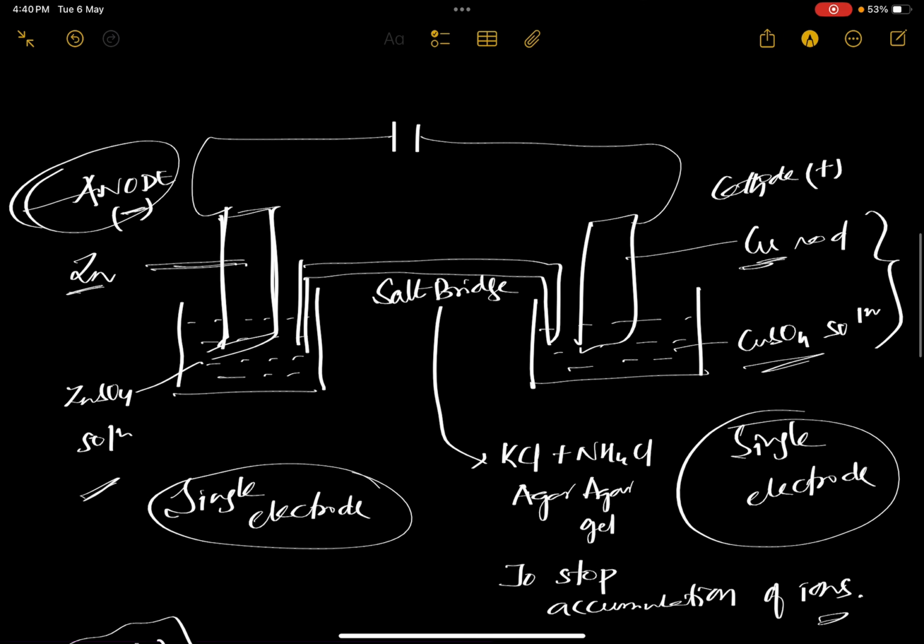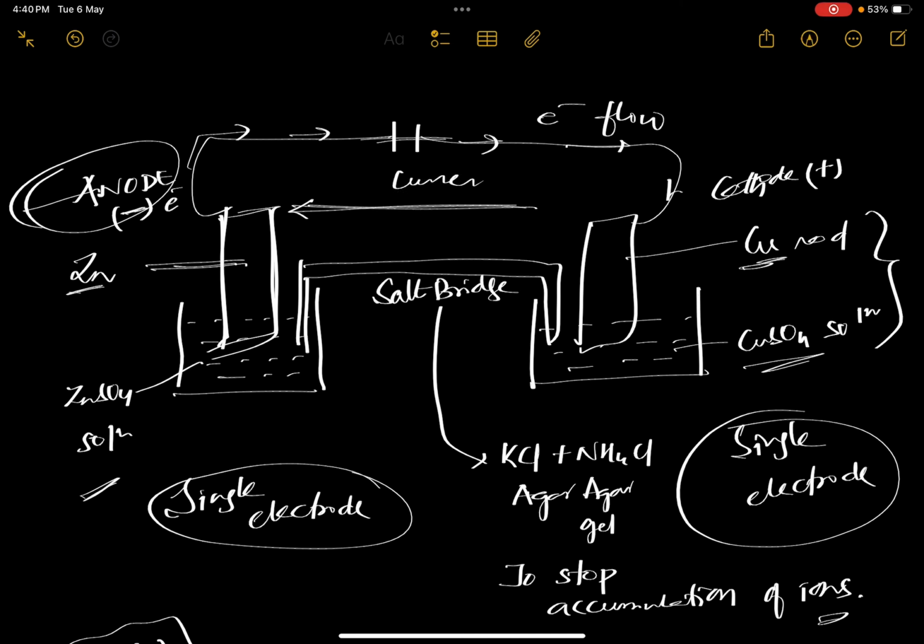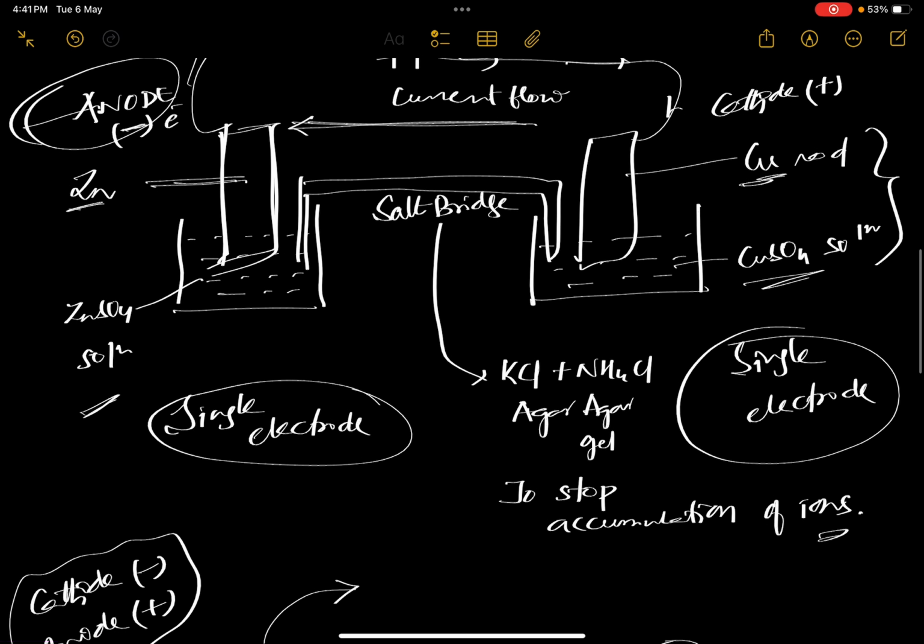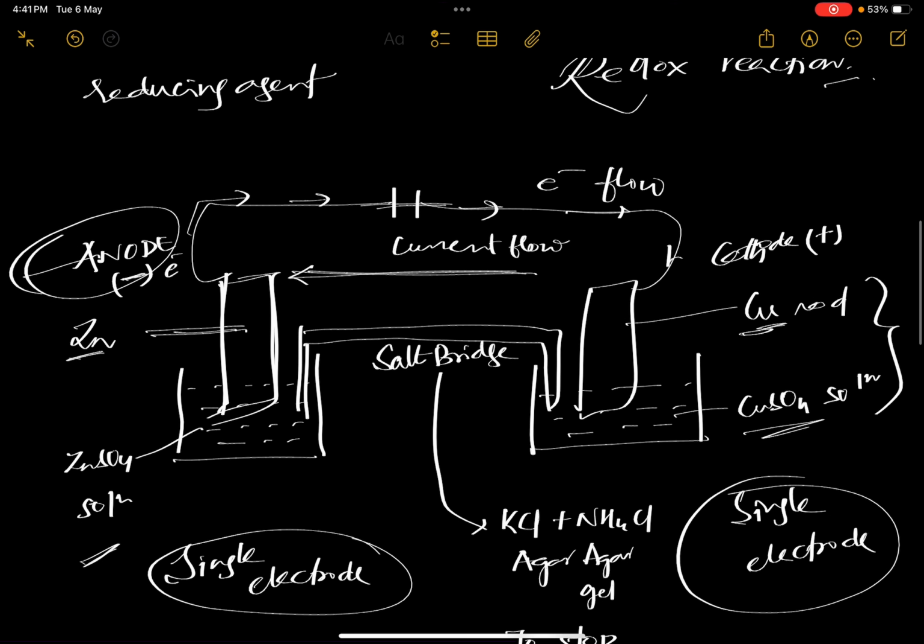So zinc is losing electrons and the electrons are coming here. All the electrons are moving like this. So electrons will be flowing through the external circuit from anode to cathode, that is zinc to copper. When electrons are flowing like this, current flows in this way. Current flow and electron flow are exactly opposite. Zinc to copper, electron flow. Copper to zinc, current flow. Okay, now remember this point very clearly. And in this process overall, the voltage we are getting is 1.1 volts.